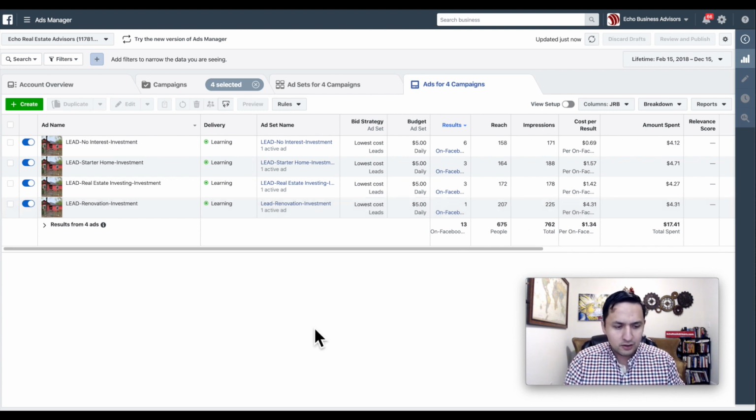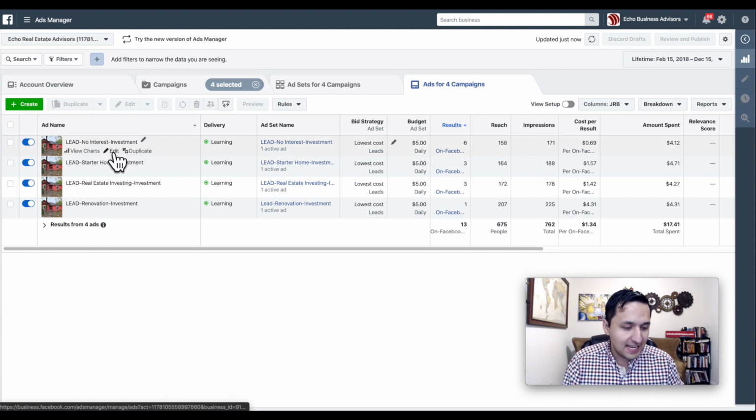So far so good. We have 24 hours into this. We're gonna allow 48 hours before we consider making changes. Okay, so that's the breakdown. Let's look at the actual ad.